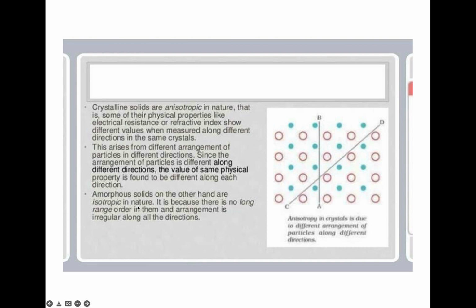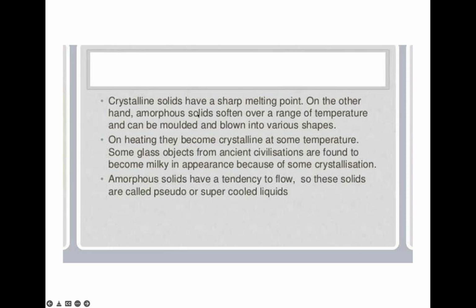along each direction. And amorphous solids are isotropic in nature because there is no long range order in them, and the arrangement is irregular along all directions. You can refer to the diagram given here. Crystalline solids have a sharp melting point. Amorphous solids will soften over a wide range of temperature. They can be molded and blown into various shapes, and when you heat them they become crystalline at some temperature. Some glass objects from ancient civilizations are found to become milky in appearance because of crystallization. The amorphous solids have a tendency to flow, because of that they are called pseudo or supercooled liquids.